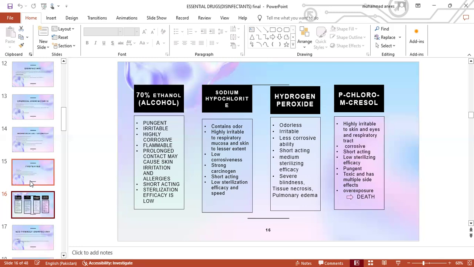Moving on to the last, parachloromethylcresol. It's highly irritating to skin, eyes, and respiratory tract. It is highly corrosive. Its duration of action is also short. The efficacy is also very low. It has a pungent odor, and it has toxic and various side effects. Overexposure to this disinfectant can also lead to death in certain individuals.